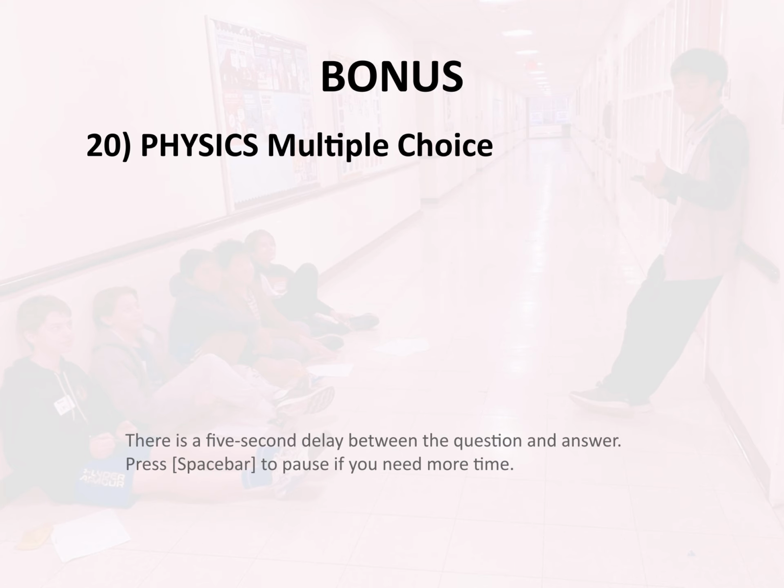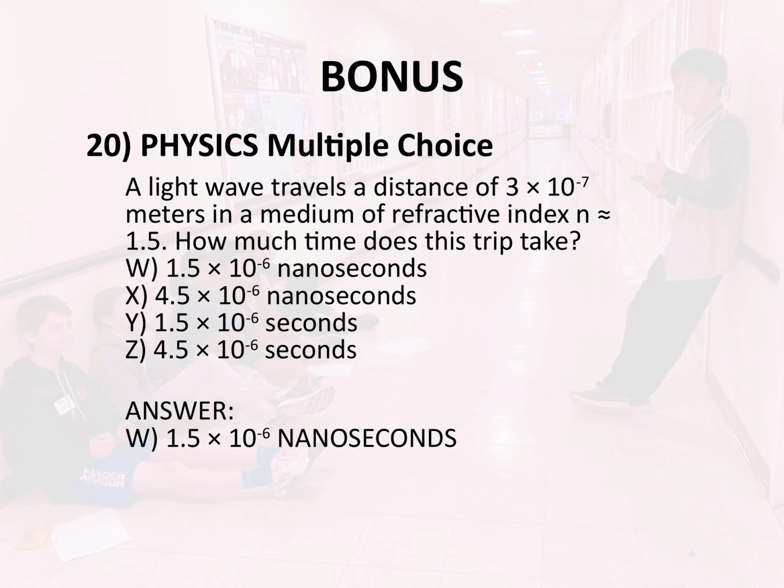Bonus 20. Physics. Multiple choice. A light wave travels a distance of 3 times 10 to the power of negative 7 meters in a medium of refractive index almost equal to 1.5. How much time does this trip take? W. 1.5 times 10 to the power of negative 6 nanoseconds. X. 4.5 times 10 to the power of negative 6 nanoseconds. Y. 1.5 times 10 to the power of negative 6 seconds. Z. 4.5 times 10 to the power of negative 6 seconds. Answer: W. 1.5 times 10 to the power of negative 6 nanoseconds.